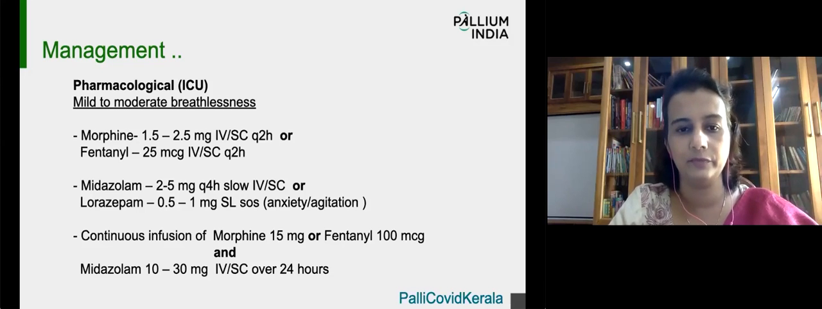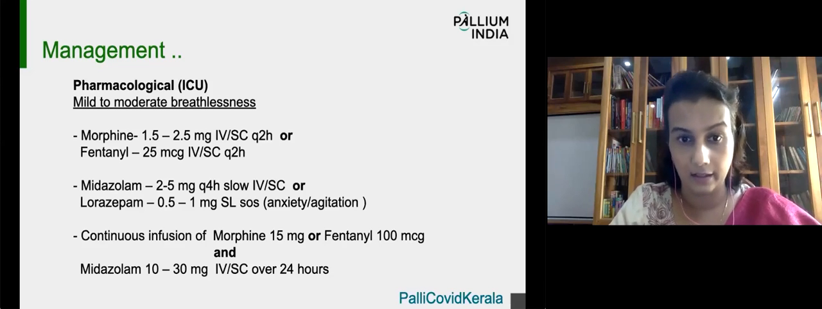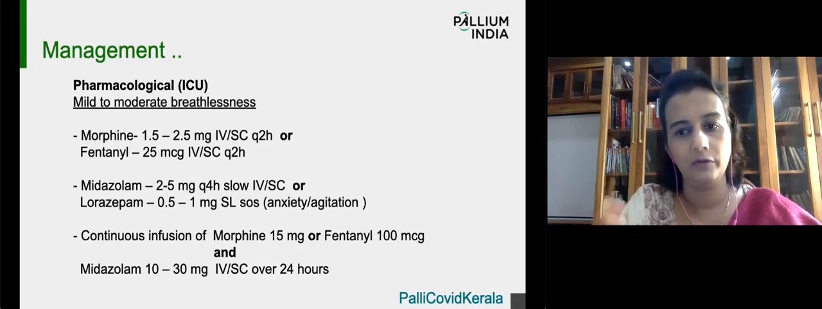And as I mentioned before, if a provision to give a continuous infusion of morphine or midazolam is available, then you can start a morphine infusion of 15 milligram, fentanyl 100 microgram, and midazolam 10 to 30 milligram IV or subcut over 24 hours. And this can be given either as a syringe pump or as an infusion pump.